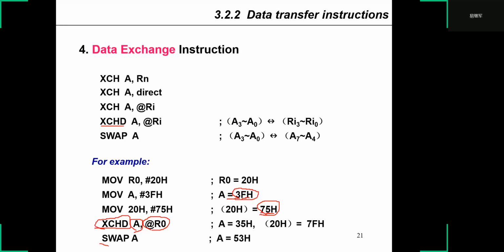If you use this instruction SWAP A, we can exchange the higher 4 bits and the lower 4 bits: 35H becomes 53H.